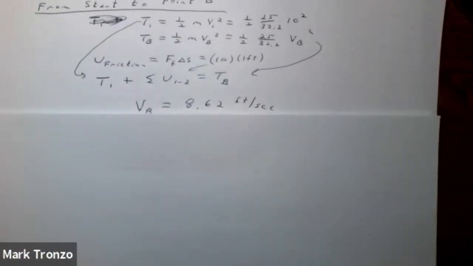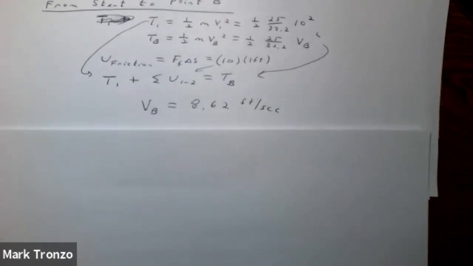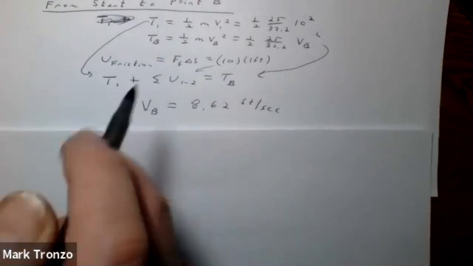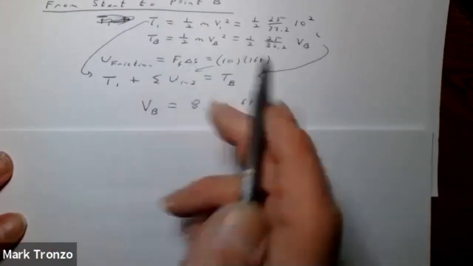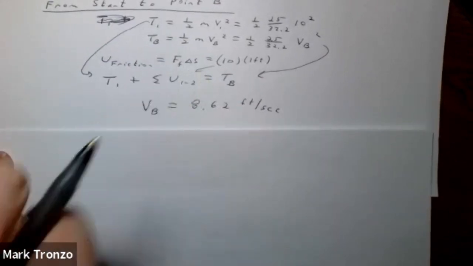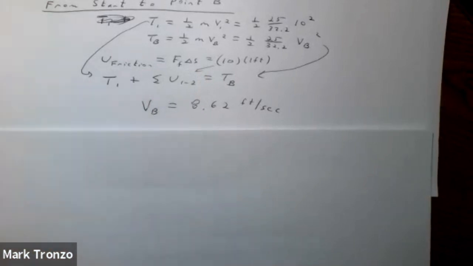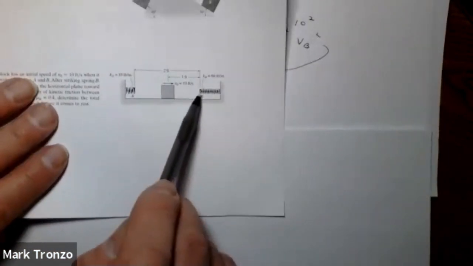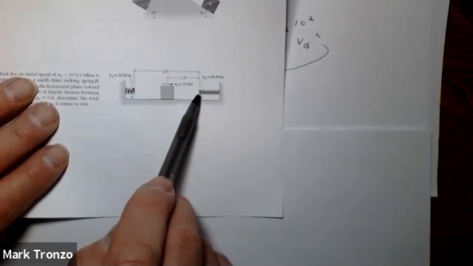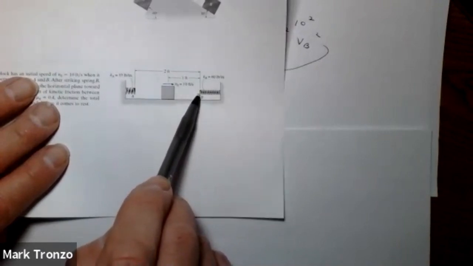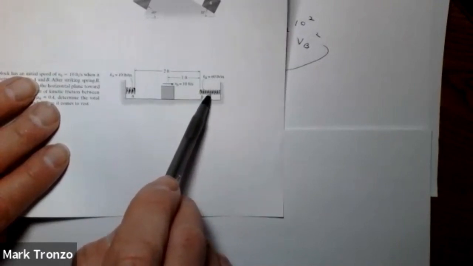Any questions so far? Again, that gets us to point B. Now it's going to compress the spring, so again, force is going to change. So from this point, at point B, it's going to start to compress the spring. So we'll now look at from point B to the point when it stops.